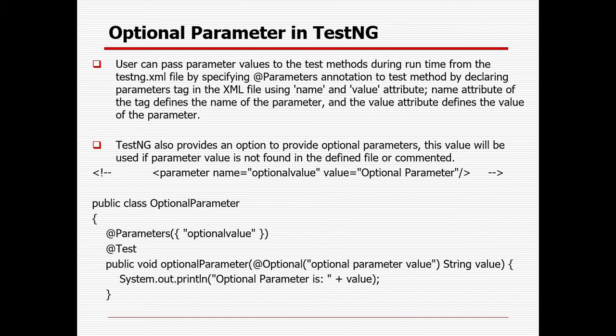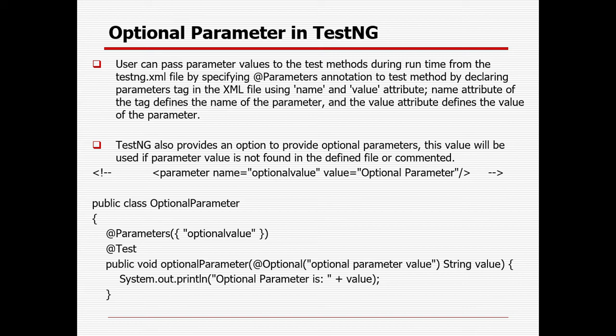The user can pass a parameter value to the test method during runtime from the TestNG XML file by specifying the @Parameters annotation on the test method and by declaring the parameter tag in the XML file using name and value attributes, where the name attribute of the tag defines the name of the parameter and the value attribute defines the value of the parameter.